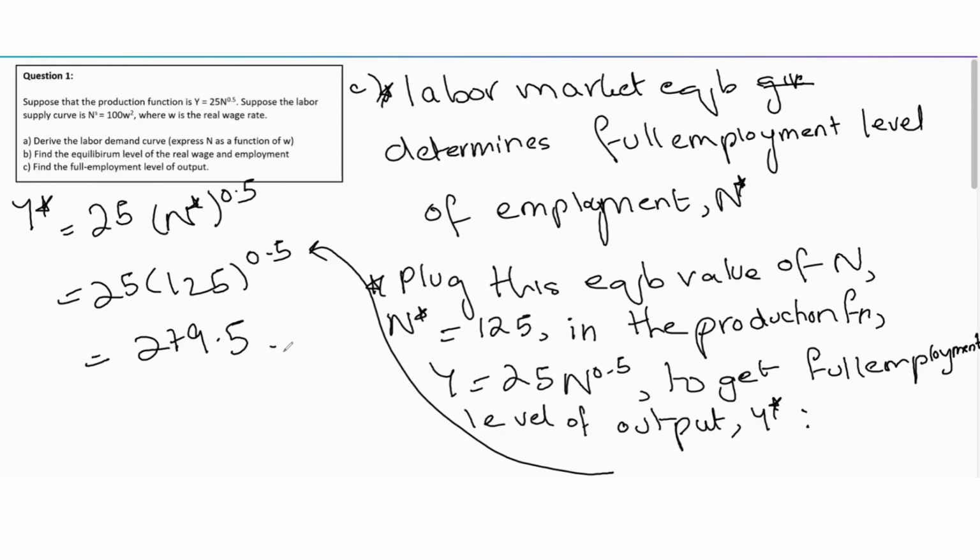So labor market equilibrium gives us the full employment level of employment. Once we plug in this full employment level of employment in our production function, we can get the full employment level of output.